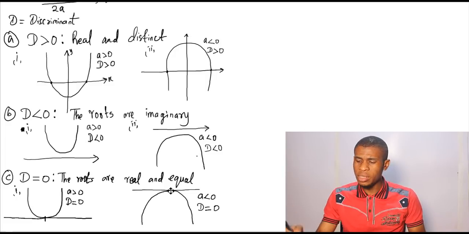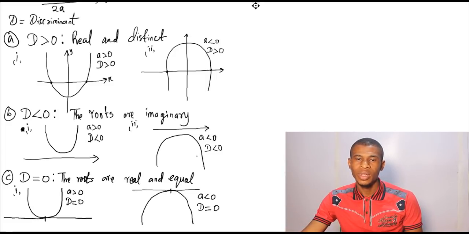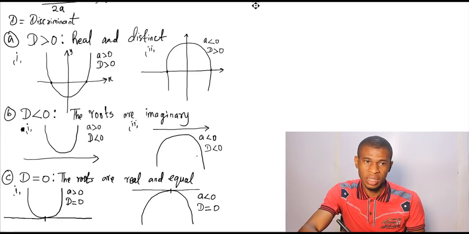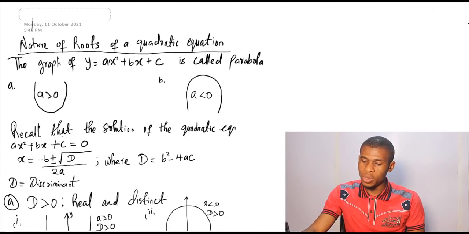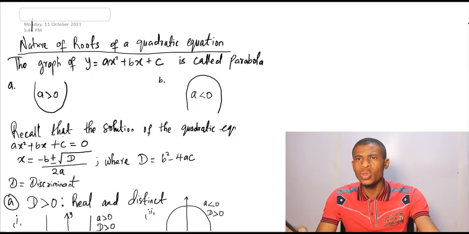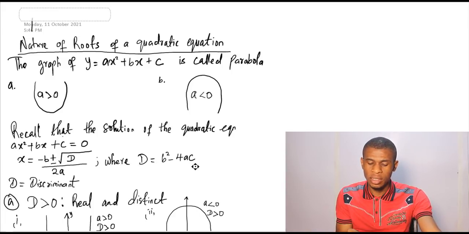Now let's take some examples, because you'll be given a particular quadratic equation and you will be asked to determine the nature of the roots of the quadratic equation, without solving the quadratic equation from beginning to end. We have done the methods of solving quadratic equations. You don't need to solve the quadratic equation to determine the nature of the roots. Just use the discriminant b squared minus 4ac.